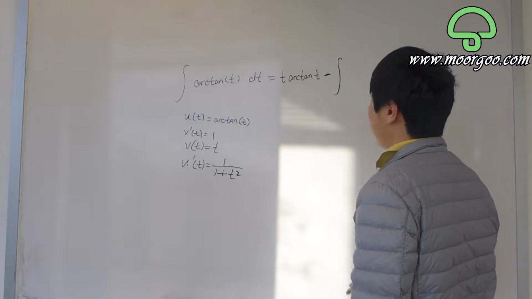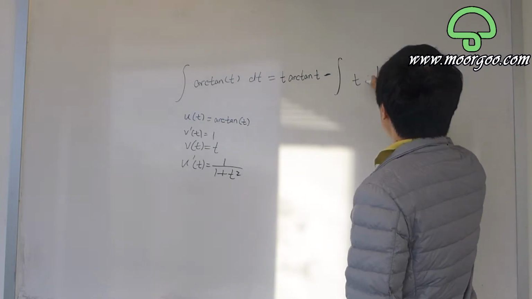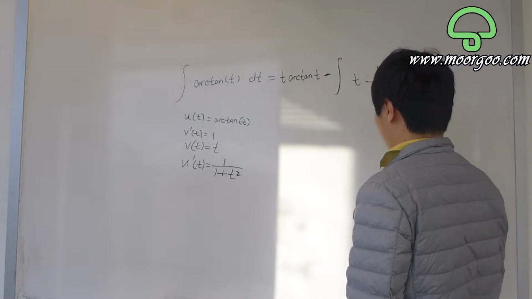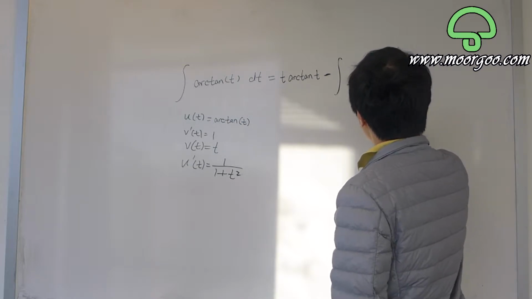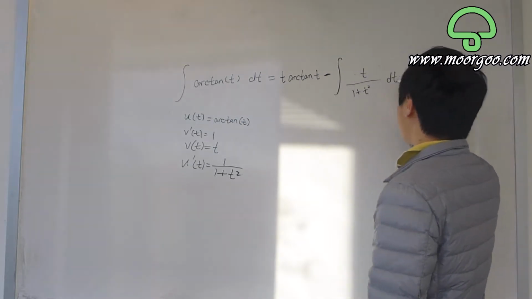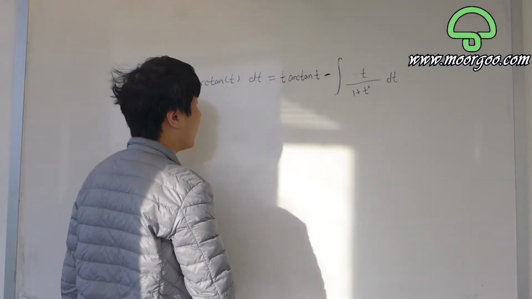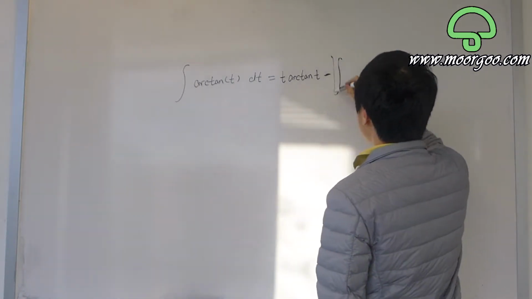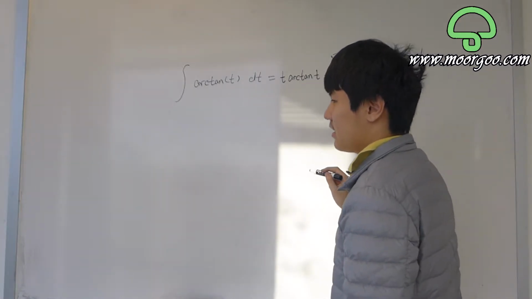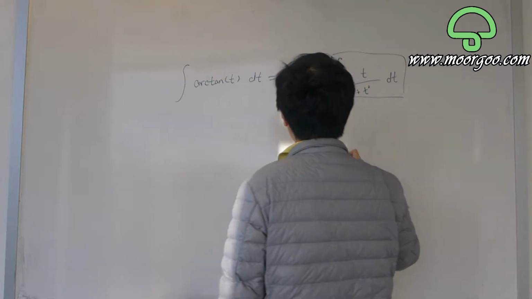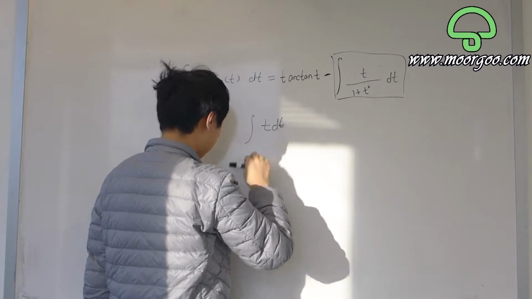What's v of t? What's u prime? U prime of t is this one, and so now what we have to do is this integral. If we find out this integral, we find out the whole integral. How do we do this?